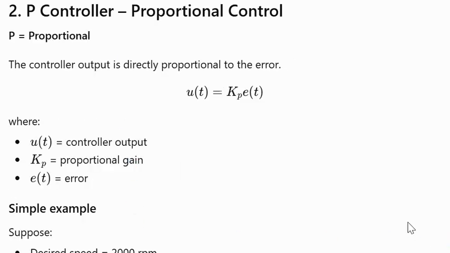So this is the actual P controller. P means proportional controller. The controller output is directly proportional to the error. If the error increases, the controller output also increases. So KP is the proportional gain, which determines how proportionally the controller output responds to the error, so that the controller output can correct the output as per the requirement.